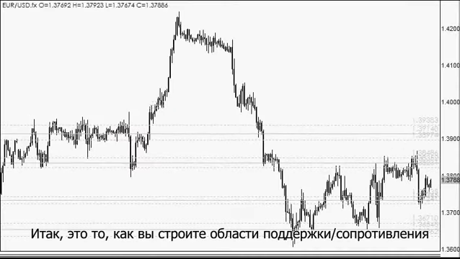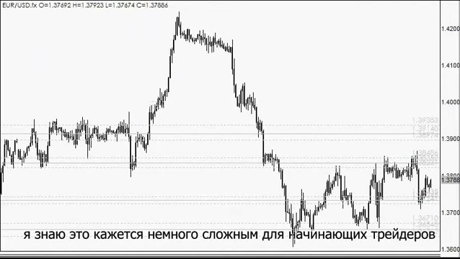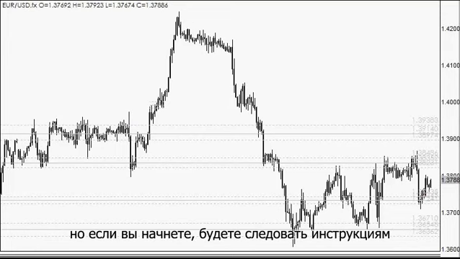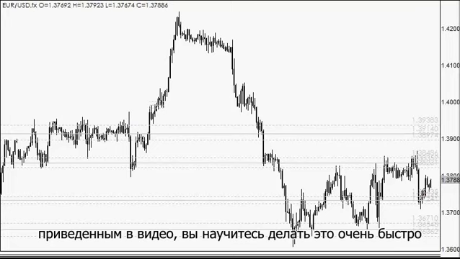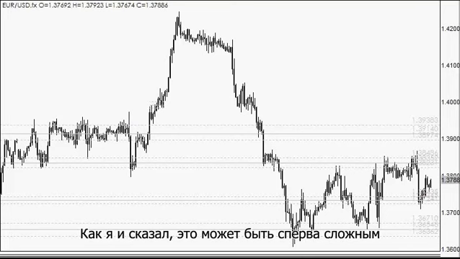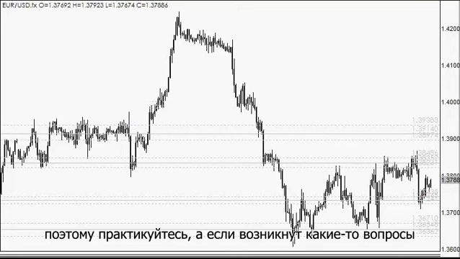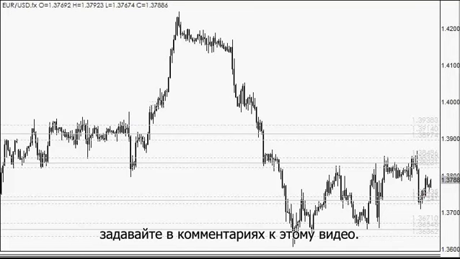So that's how you place support resistance areas on your chart. I know it may seem a little daunting for new traders, but if you just jump straight in and follow the guidelines I mentioned in the previous video, you'll get used to it very, very quickly, and soon you'll be able to place support resistance areas in your sleep. But like I said, I can understand that this is a little daunting for new traders, so if you have any questions, please feel free to ask in the forum or in the comments section below this video.